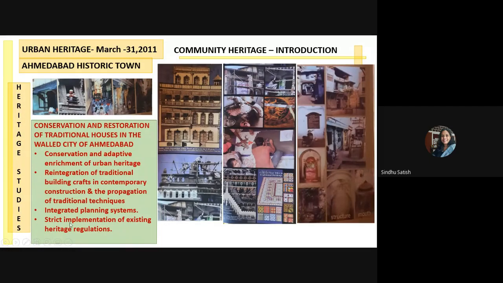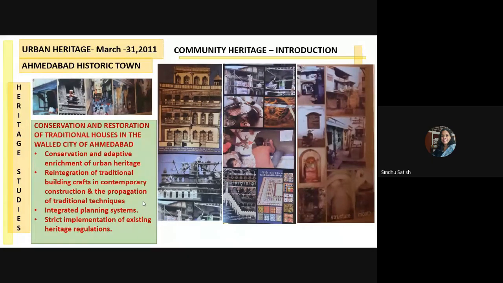So conservation and restoration of the traditional houses in the walled city of Ahmedabad had a lot of objectives. I'm just naming a few, where conservation and adaptive enrichment of urban heritage was the focus. They also wanted to retain or reintegrate the traditional building crafts in a contemporary construction way, and propagating the traditional technique was their ultimate aim. They also wanted to integrate planning systems. That means upgrading the infrastructure was one of the important tasks that they had to do.